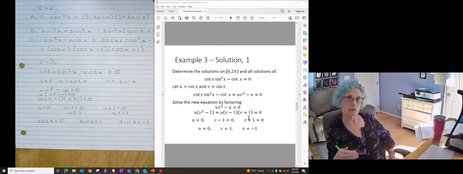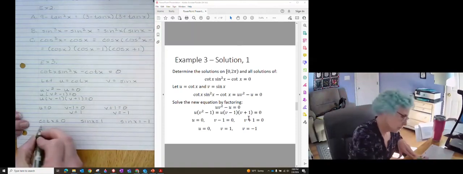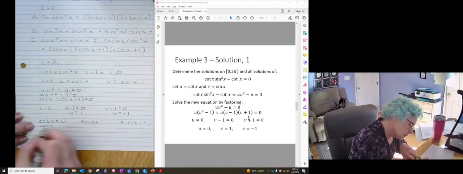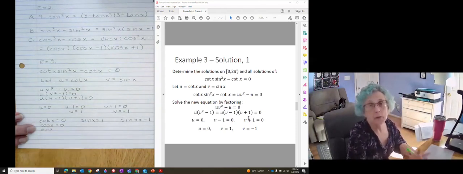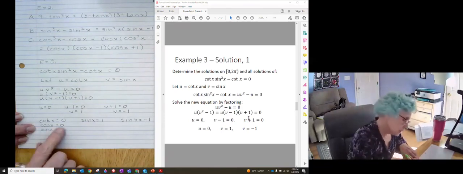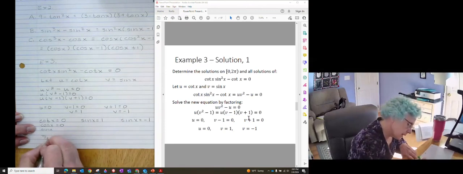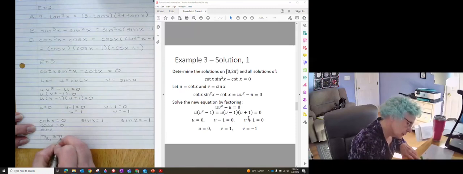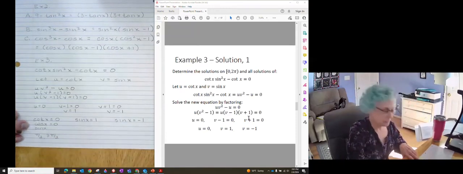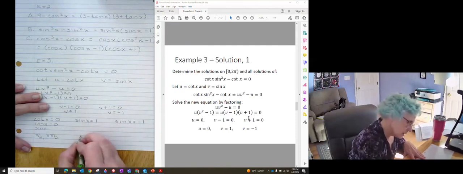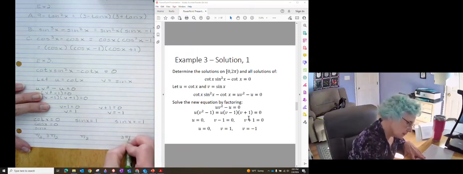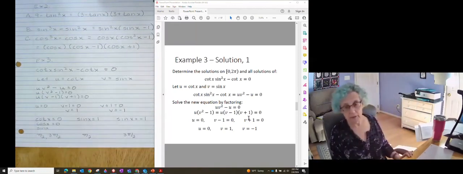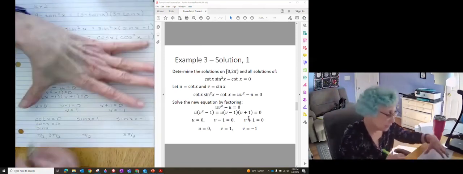So I'll start thinking about my unit circle. Cotangent is cosine of x over sine of x. Well, a fraction is equal to 0 when its numerator is equal to 0. So cosine is equal to 0 at pi over 2 and 3 pi over 2. Sine of x equals 1 at pi over 2, and sine of x is negative 1 at 3 pi over 2. So I got some overlap here.